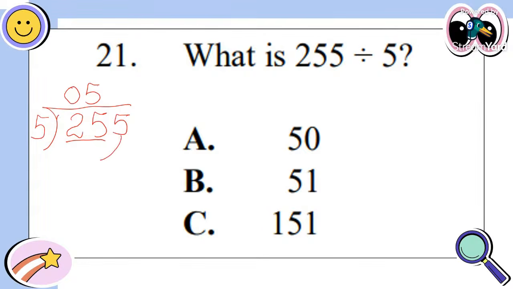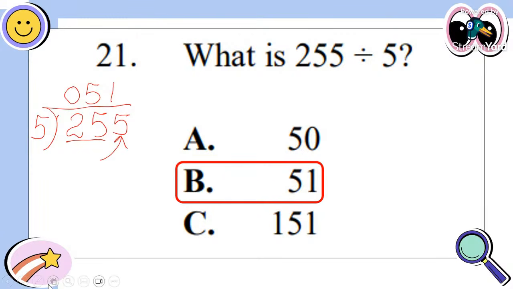Now we are going to look at the next digit, which is the last digit. And we will say, how many groups of 5 can we get from 5? So 5 divided by 5 will be equal to what? Thank you, Dam, saying 1, and Ramon. So 5 divided by 5 is 1. Therefore, our answer is 51. If you said B, 51, good job. You are correct. Good work.